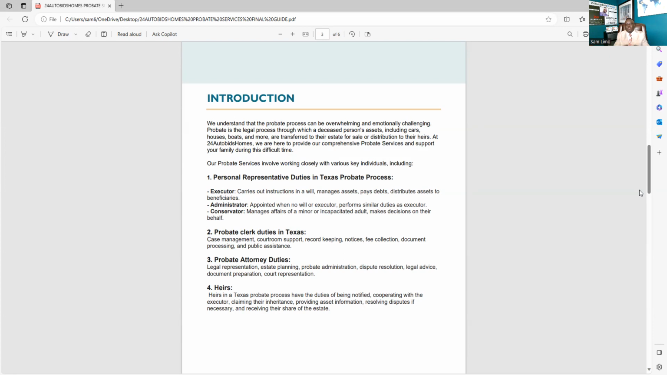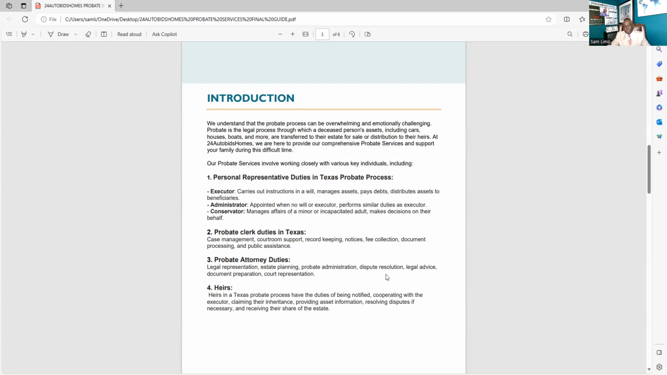The third person is a conservator. This handles a minor or an adult that is still alive but cannot make sound decisions. So those are the 3 personal representative options. The second person is the probate clerk. This is the person that does basically case management, keeps all the records for the court, and does everything that happens at the court. You have your probate attorney. So this person represents the estate. You basically work with the personal representative with the interest of the estate. So that's what the attorney does.